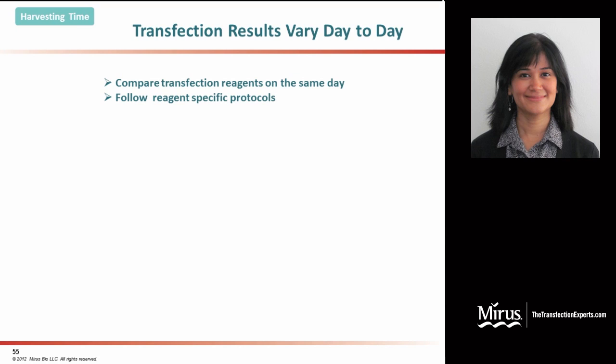This concludes our transfection optimization section of today's 101 talk. However, I would like to emphasize one last point when you're comparing transfection performance between different transfection reagents. Transfection results can vary quite a lot day to day based on the parameters that we discussed in the previous slides. Therefore, it is very, very important that if you're doing any comparison of transfection reagents, you perform the reagent comparison on the same day with the exact same batch of cells. It is also very important to follow reagent-specific protocols with each transfection reagent.